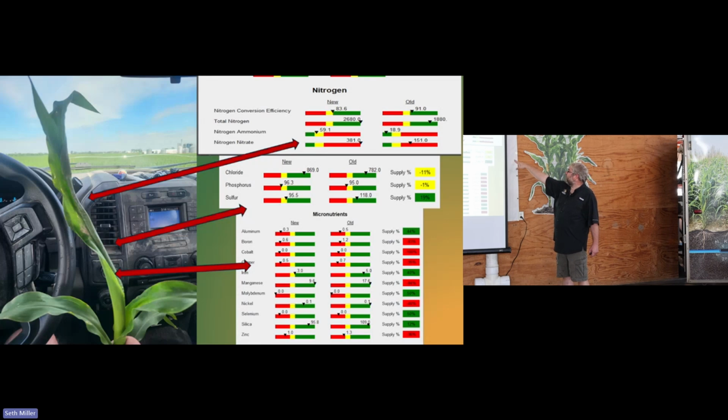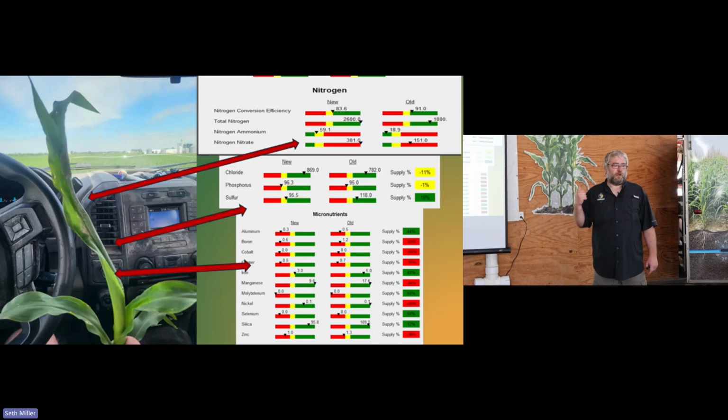I've got good total nitrogen, but look at my nitrate. Look at how far off of where we're going to consider good I am. I'm maxed out, 361 ppm, 151 parts per million. This test is from this field. So these plants are loaded with raw nitrogen.